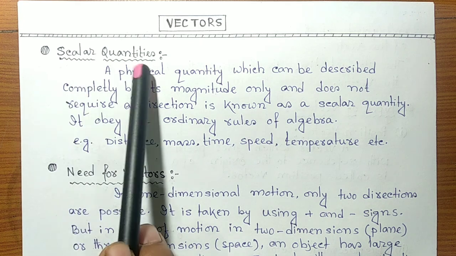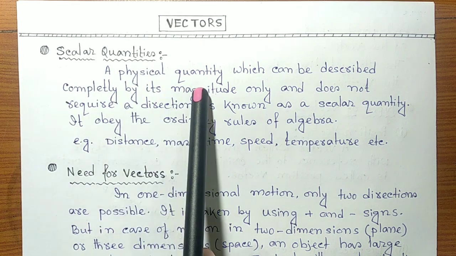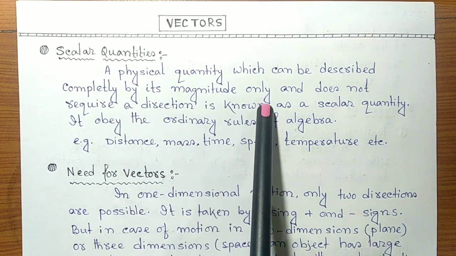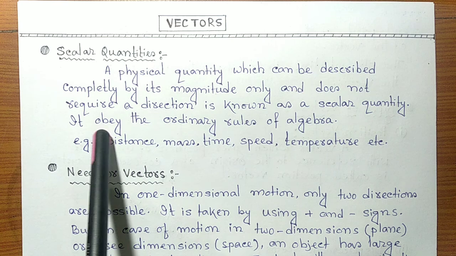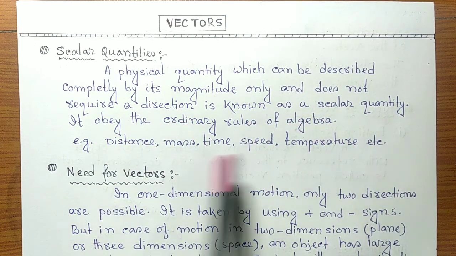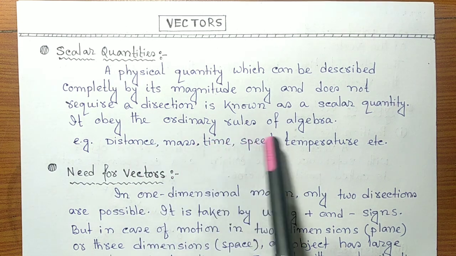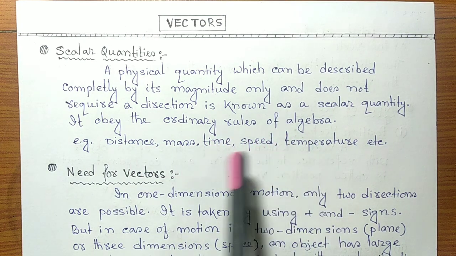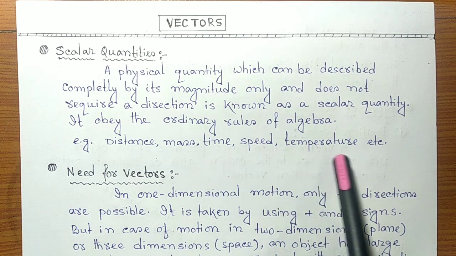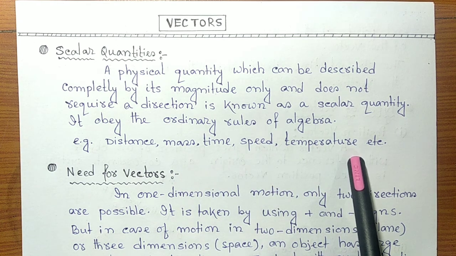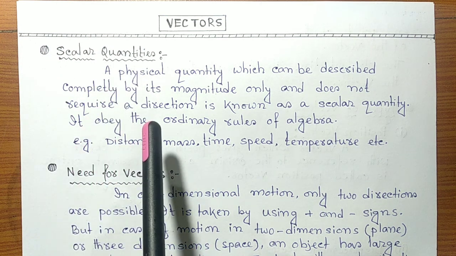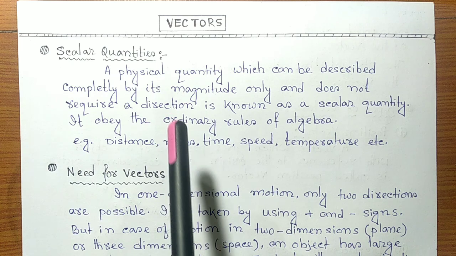First, scalar quantity. A physical quantity which can be described completely by its magnitude only and does not require a direction is known as a scalar quantity. It obeys the ordinary rules of algebra. Examples: distance, mass, time, speed, temperature, etc. So, a scalar quantity is a quantity which has only magnitude, no direction.